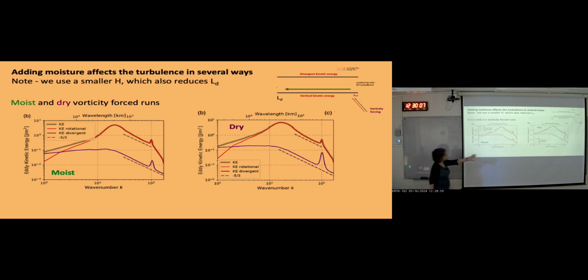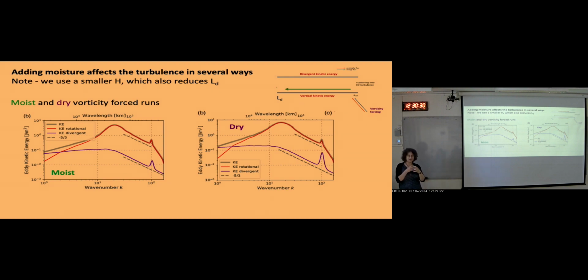Okay, so now we add moisture. And this is the same plot you saw here. So you see the maximum divergent energy is at planetary scale. And this is the moist run, the same plot, but for a moist model. So we still force vorticity. And there are a few differences.